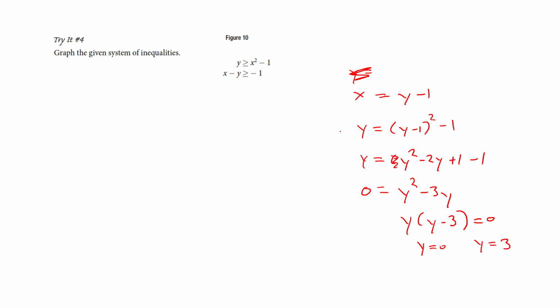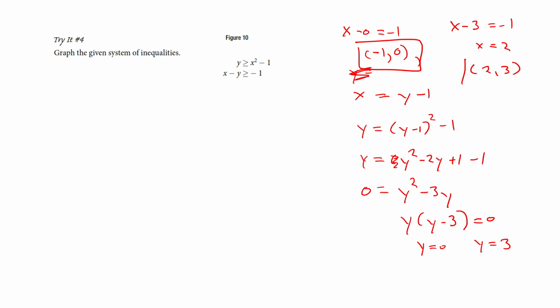Okay, let's plug those back in and see what we get here. I should use the bottom one here, use the linear one. So x minus 0 equals negative 1. So that's going to get me negative 1, 0. And then how about the second one? I'm going to put 3 in here. I've got x minus 3 equals negative 1. So I get 2, 3. Okay, so these are the 2 points where they intersect each other at negative 1, 0 and 2, 3.